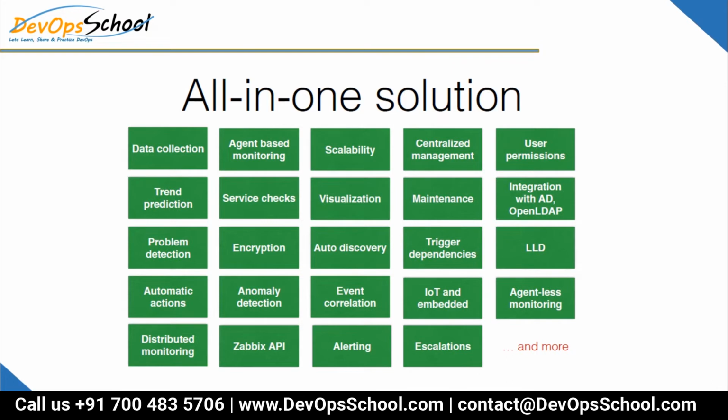For example, data collection, trend prediction, problem detection, automatic actions, distributed monitoring, agent-based monitoring, service checks, encryption, anomaly detection, Zabbix API support, scalability, visualization through graphs and dashboards, auto discovery, event correlation, alerting, centralized management, easy maintenance, trigger dependencies, IoT and embedded support, escalation management, user management, integration with third-party authentication tools, agentless monitoring, and many more. So whatever enterprise problems you are looking to solve, you can solve them in one monitoring solution, and that's Zabbix.